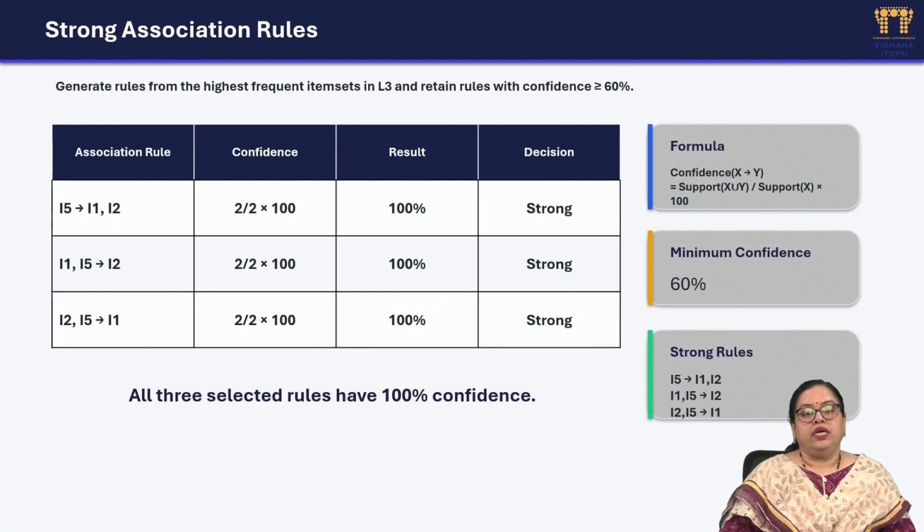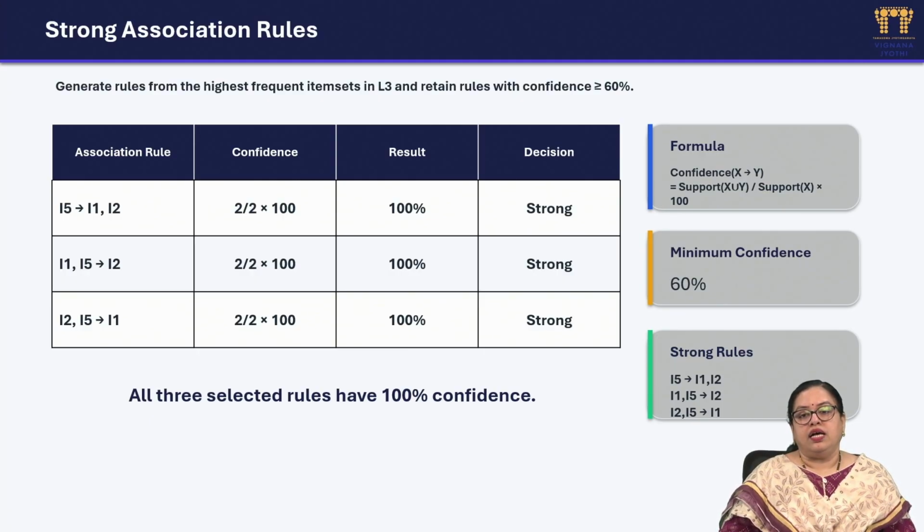So the frequent item sets go up to 3 item sets, and L3 is the maximum limit we reach, although we calculate L2 also. We find the strong association rules from there. We calculate I5 to I1, I2; then I1, I5 to I2; then I2, I5 to I1. These three are the only strong rules we get, and the rest of the combinations are weak.